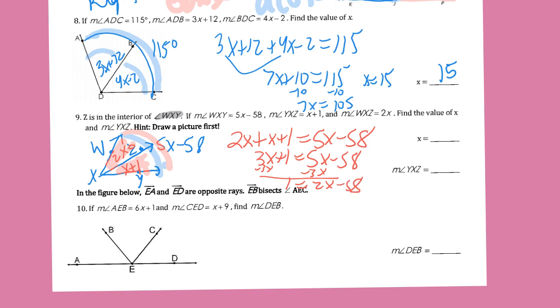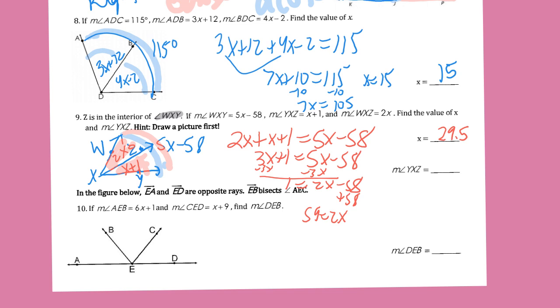If you add 58 to both sides to get x alone, you're going to get 59 on the left. So 59 is equal to 2x, divided by 2. And you're going to get a lovely decimal, which is fine. It's 29.5. So that's the value of x. It's not actually an angle, so you don't measure it with a degree.